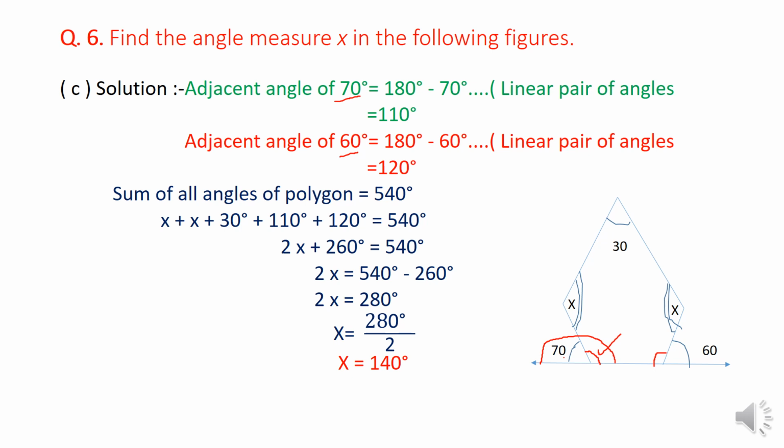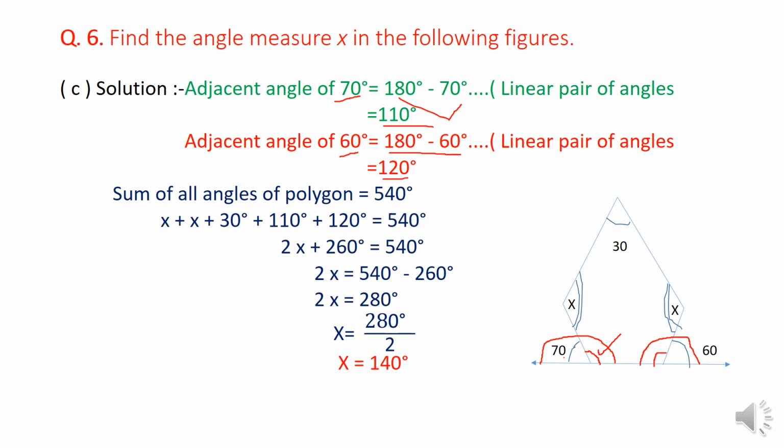That's why to get this adjacent angle, we will subtract this 70 degree from 180 degree. So the adjacent angle equals 180 minus 70. So this will become 110 degree. So the first adjacent angle we have got is 110 degree. Similarly, to get the other adjacent angle, again we will subtract from 180 degree, that is 60, because this 60 degree and the angle which we need are a linear pair. So 180 minus 60, again you will get 120.